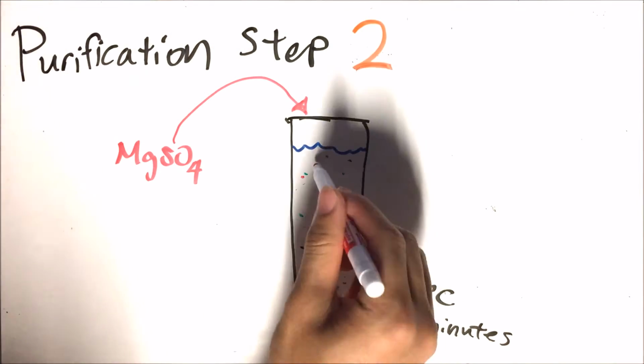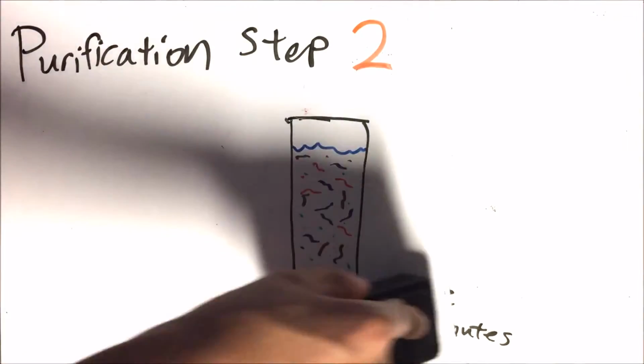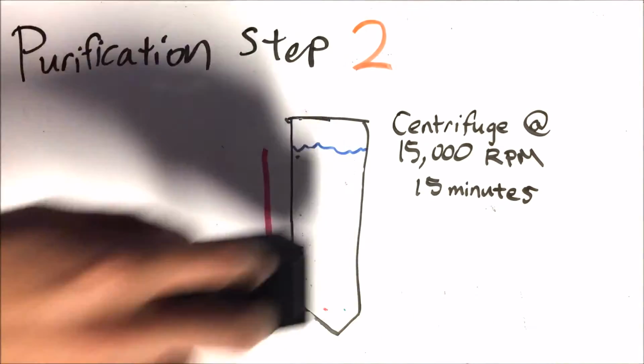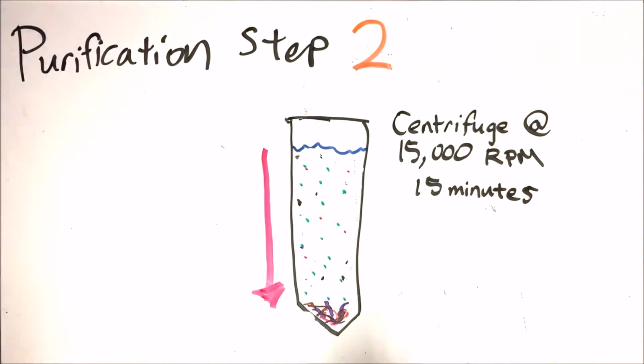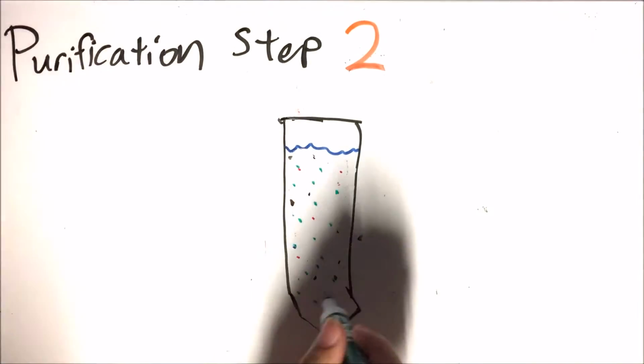Magnesium sulfate is added to protect AP from denaturing, leaving most of the unwanted proteins to precipitate out of the solution. Similar to the previous purification step, we centrifuged all of the precipitate down to the bottom, discarded the unwanted pellet, and collected the supernatant containing our protein of interest, further purifying our mixture.